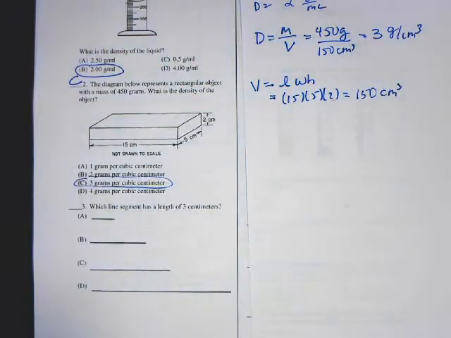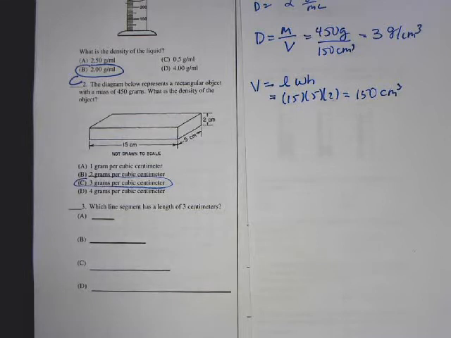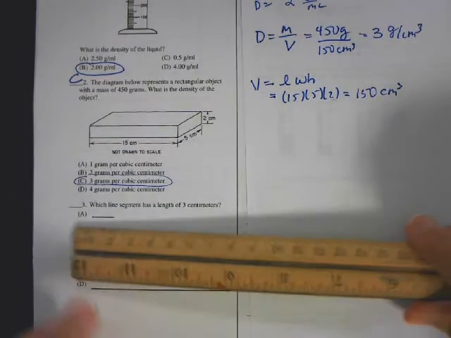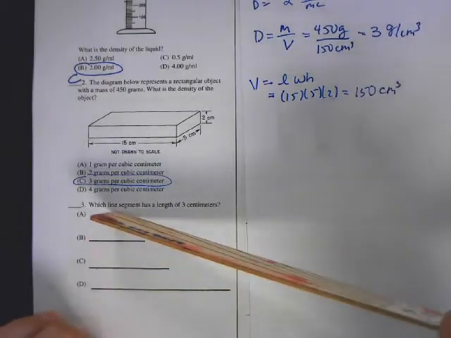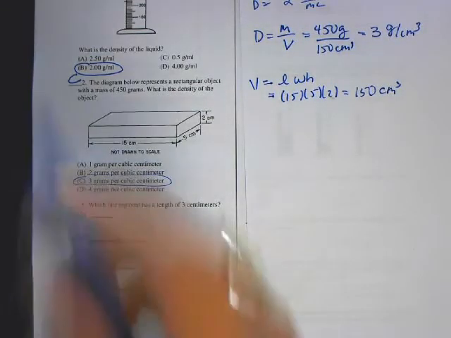Now on your review sheet, I reduced it, but if I look at this, it says which line segment has a length of 3 centimeters. Now, you're not going to have a ruler on the test. So you have to look at that and say which one of them looks to be about 3 centimeters. So you should have an idea from measuring in the lab. So there's my centimeter. So that one's about 1. So this is about 3 centimeters, so the choice is B.